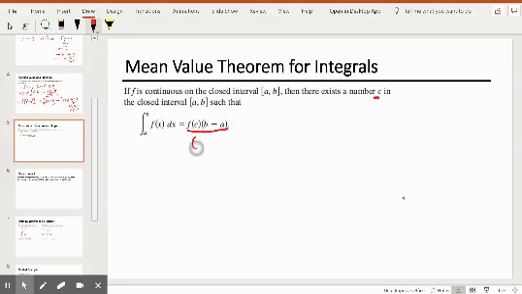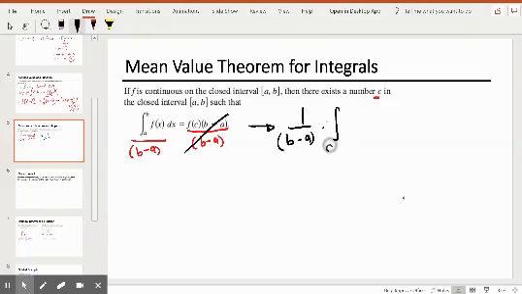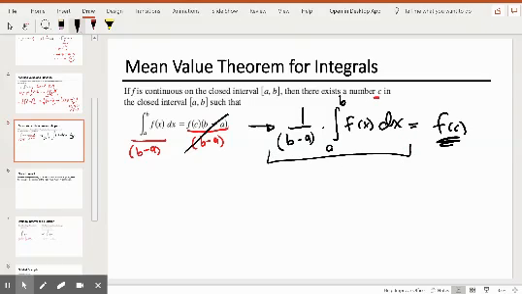If I divide both sides of the equation by b minus a, you see that they cancel here, and that gives us 1 over b minus a times the integral from a to b f of x dx is equal to f of c. And we can put this into words. We can say that there's a value c such that if we plug it into f, it will be equal to the average of f.